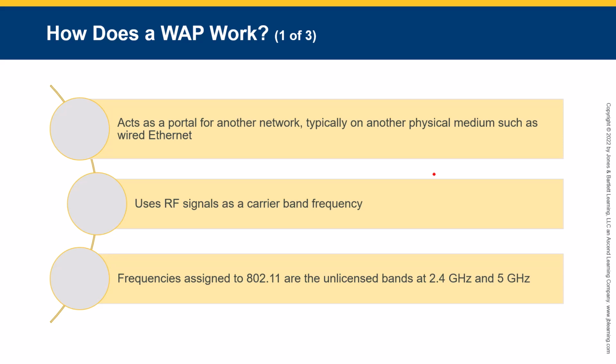The WAP will act as a portal for other networks. Again, physical topology to a wireless. It will use radio frequencies to carry the band frequencies. Again, using the 802.11 standard, it will use the unlicensed 2.4 and 5 gigahertz range, and with the new variation of it, also the 6 gigahertz range as well.